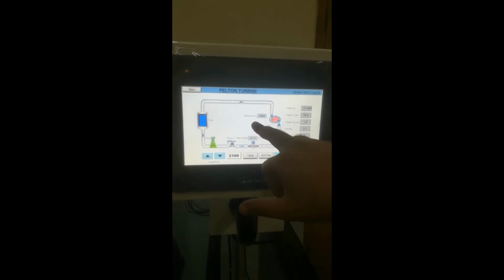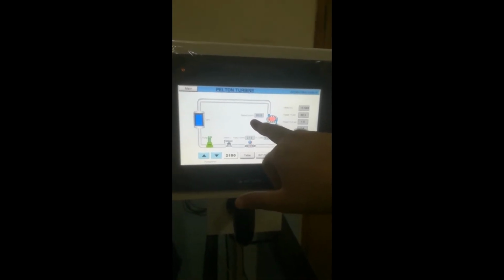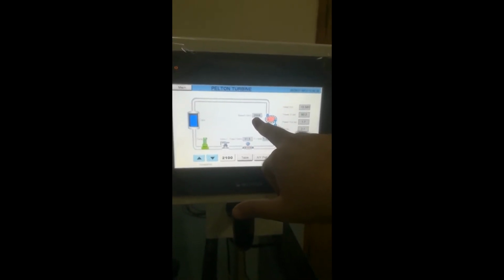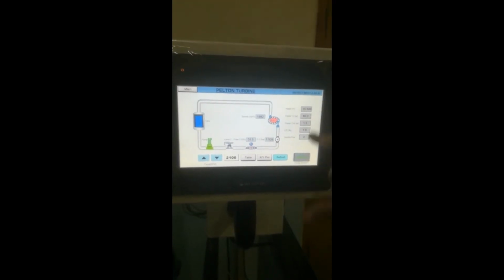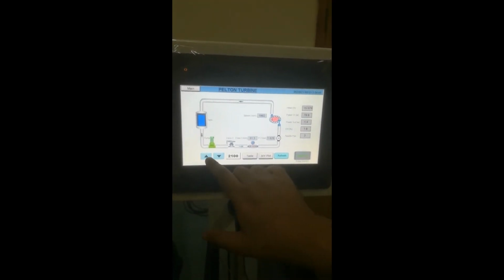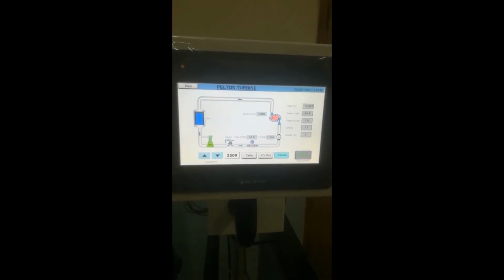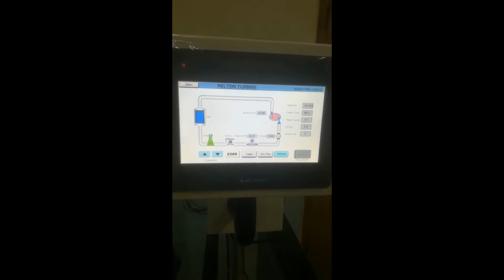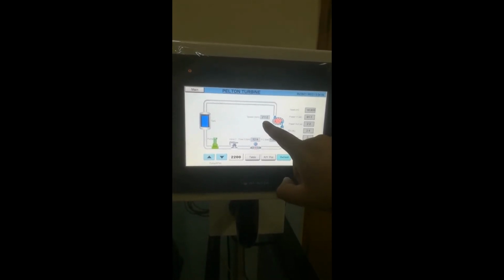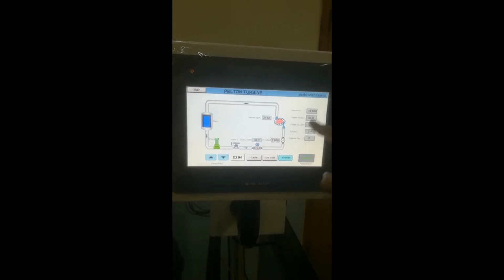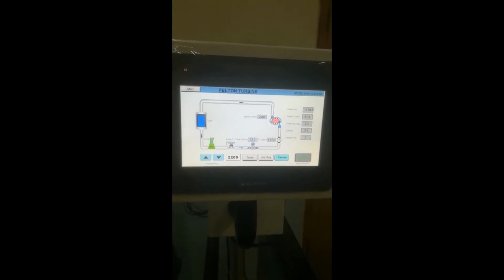The maximum speed is 2016. So take the readings when the speed is 2016 and note it down from here. Now I am increasing 100 RPM more. From here, where the maximum value of speed is shown, take that reading.